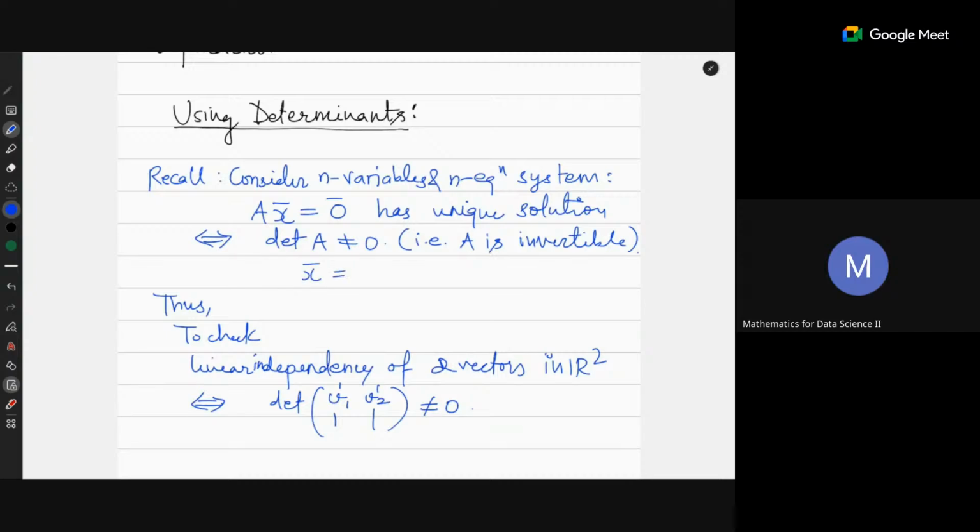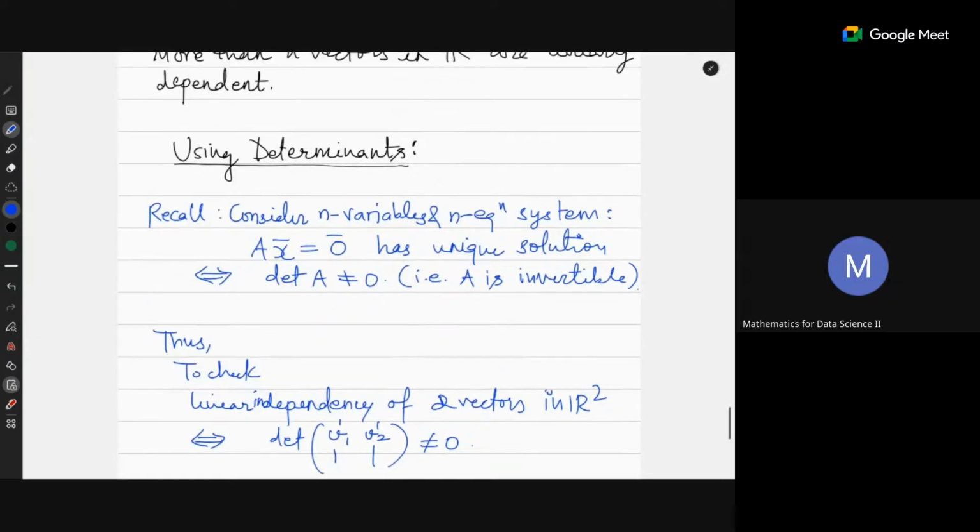So x bar will be A inverse times 0, which is 0. So it will always have a unique solution. If it is invertible, then this is the unique solution. And if it is a unique solution, then the determinant will be non-zero. All right, so this is the equivalent condition that we have seen: whenever a homogeneous system of linear equations has a unique solution, the determinant of the coefficient matrix is non-zero.